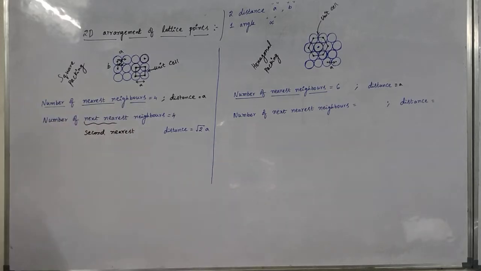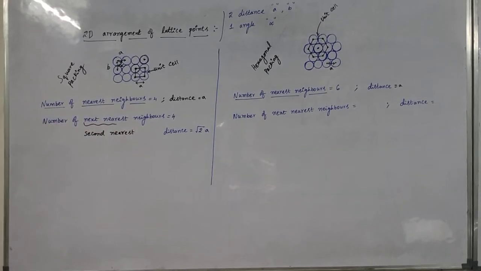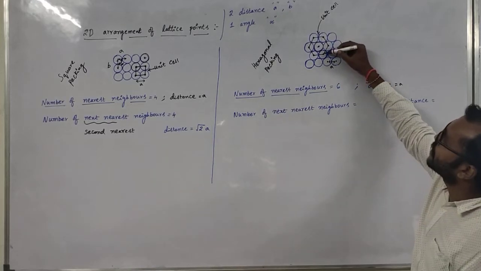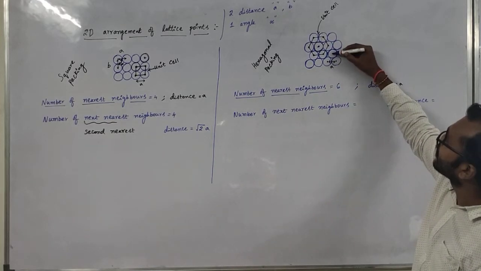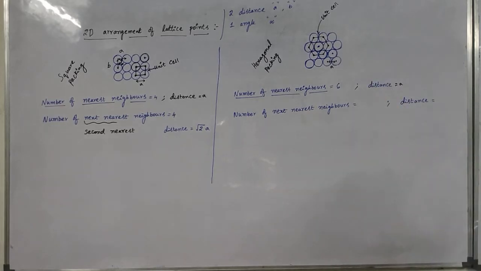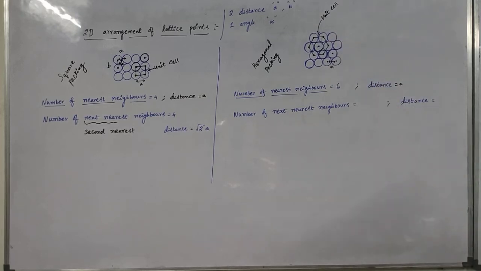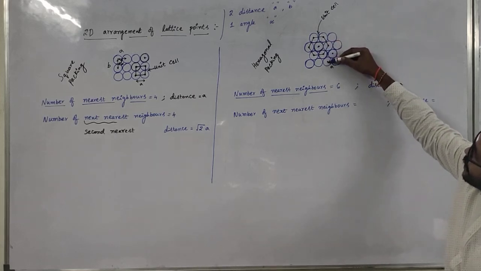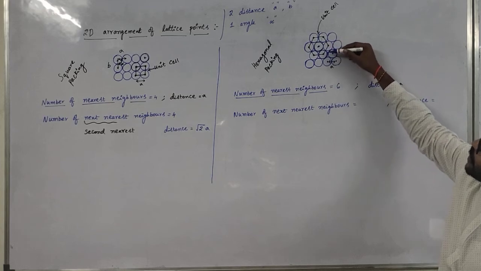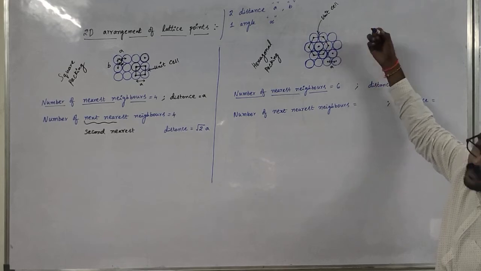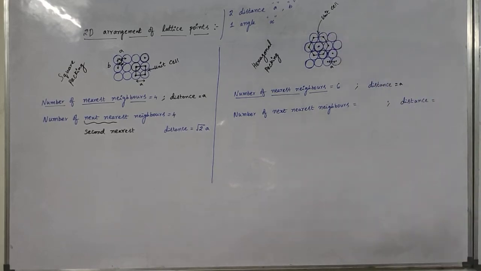Now what about the second nearest neighbors here? See, this is the first nearest neighbor. This is also a first nearest neighbor. What about this one? That is the second nearest neighbor. Now, what is the distance between these two? This is a and this is a, so together this will be 2a. What about this one? Is it closer than this or not? Yes, compared to this it is closer. So this is the second nearest neighbor. So, what is the distance?